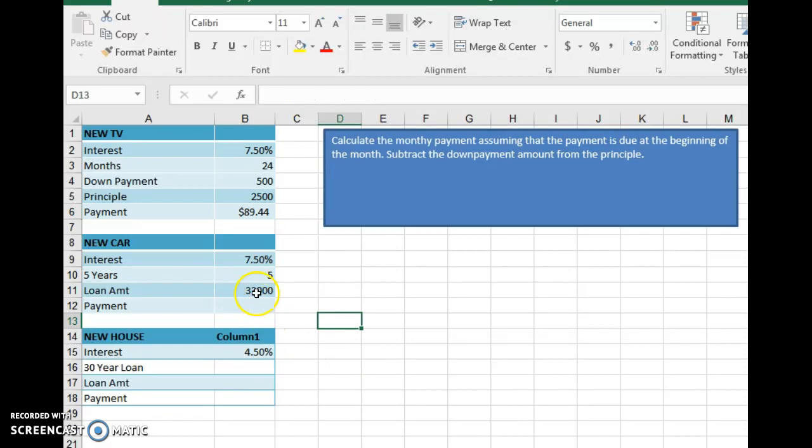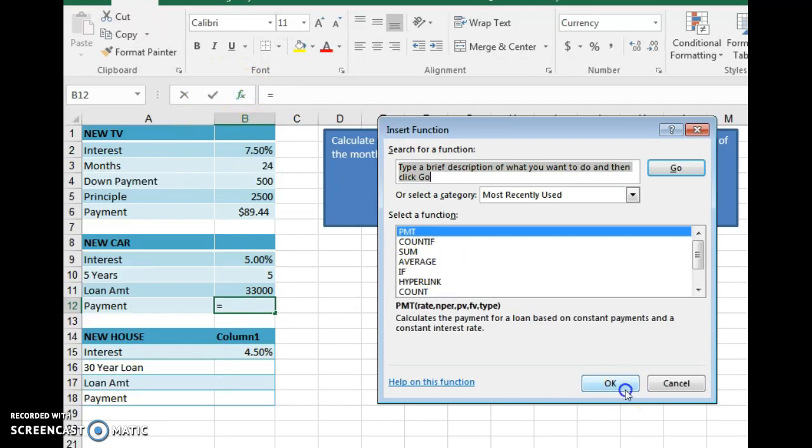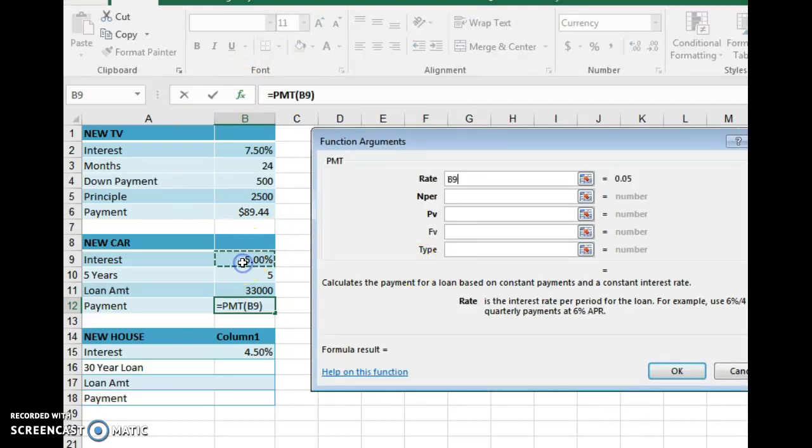In this example, I'm going to be getting a new car. Let's say it's $33,000. Let's say we're going to take 5 years to pay it off, and we're getting it at 5% interest. Click where I want the answer to go. Let's find our PMT function. 5% interest rate. If I'm paying quarterly, I divide by 4. Since I'm paying monthly, I'm going to divide by 12. Number of payments. It's 5 years, but that's not the total number of payments, so I'd need to multiply that times 12 since there are 12 months, so that's 60 months, 60 payments.